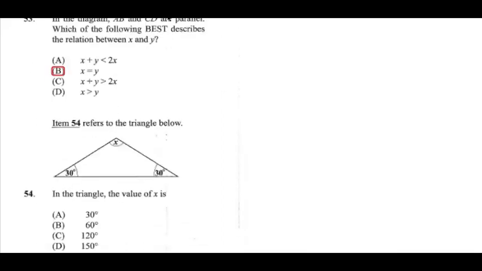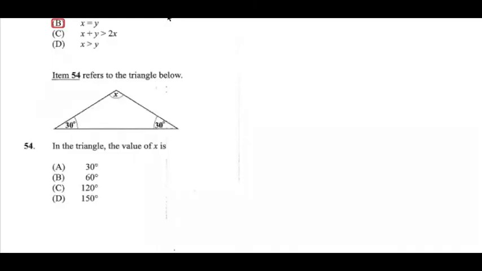53, this has repeated on the 2005, 2007, 2009 paper, so it is easy to identify. So therefore in the diagram, A, B, and C are parallel. Which best describes the relationship between x and y? X and y are equal. X and y are interior angles. X and y are congruent, so therefore x and y are equal. Right? So therefore answer 53 is B.